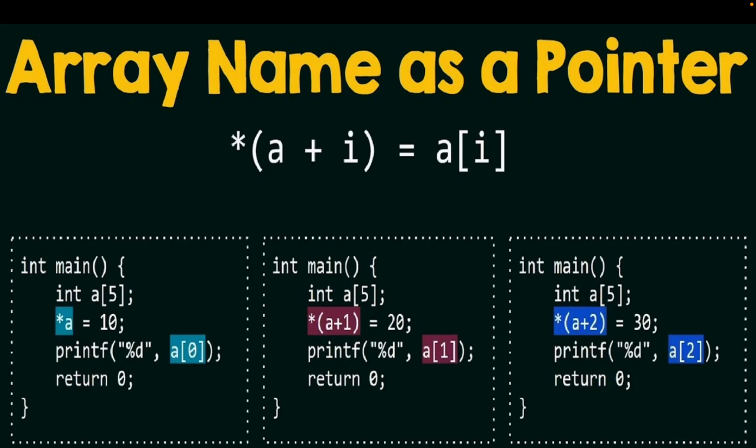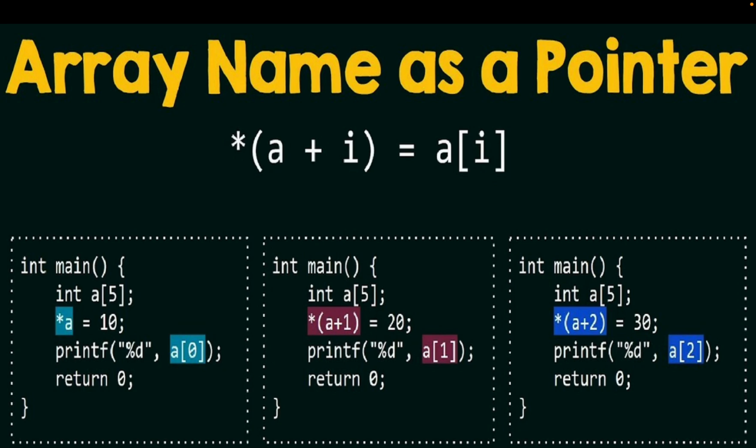In this, the array name acts as a pointer, so we will learn how we use arrays with pointers. In main, inside the function, we declare an array of size 5, and then we use the pointer to place the value 10. It will place the 10 at the very beginning of the array. So if we print the output at A[0], we will simply get the answer as 10.